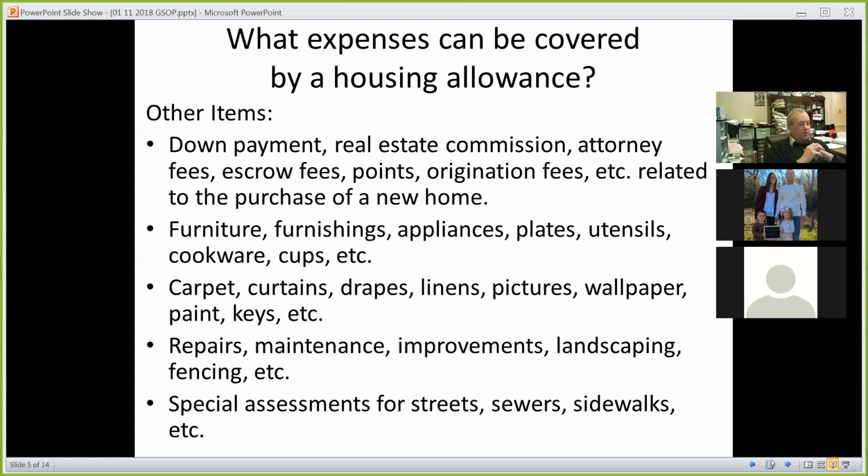New furniture, new furnishings, new appliances, new plates, utensils, cookware, cups, all those things would qualify to be covered by your housing allowance. Any carpeting, any curtains, any drapes, any linens, any pictures, wallpaper, paint, keys, etc., any repairs or maintenance, improvements, landscaping, fencing, any special assessments made for street sewers or sidewalks, all those kinds of things qualify to be covered by your housing allowance.